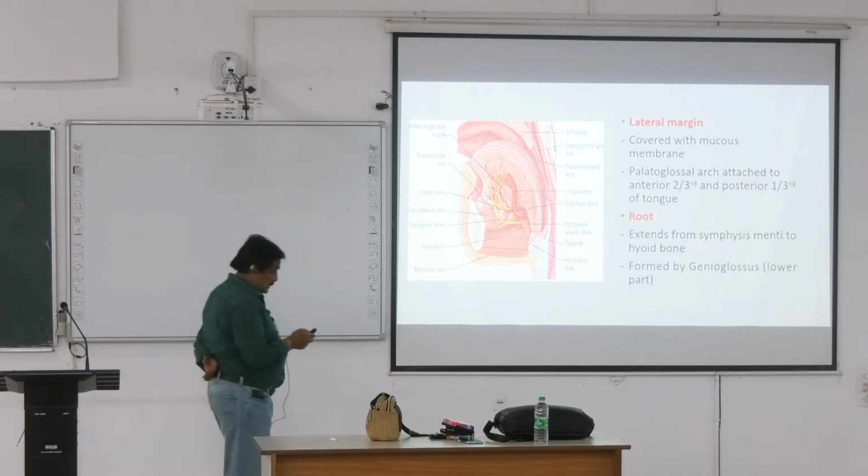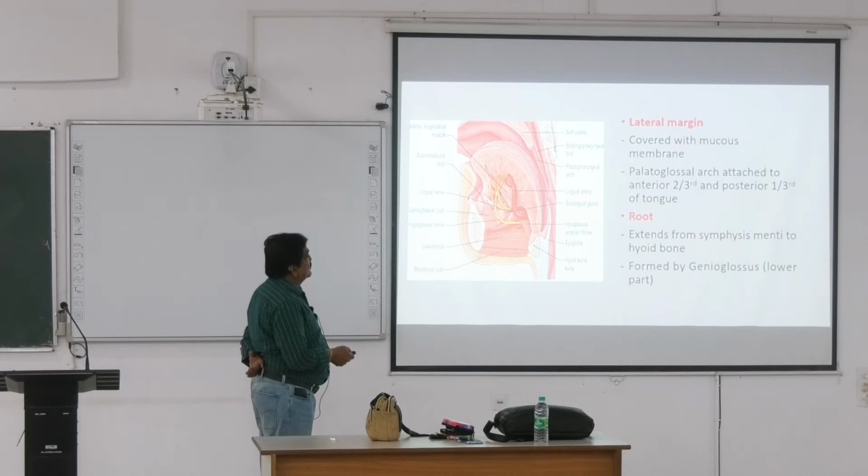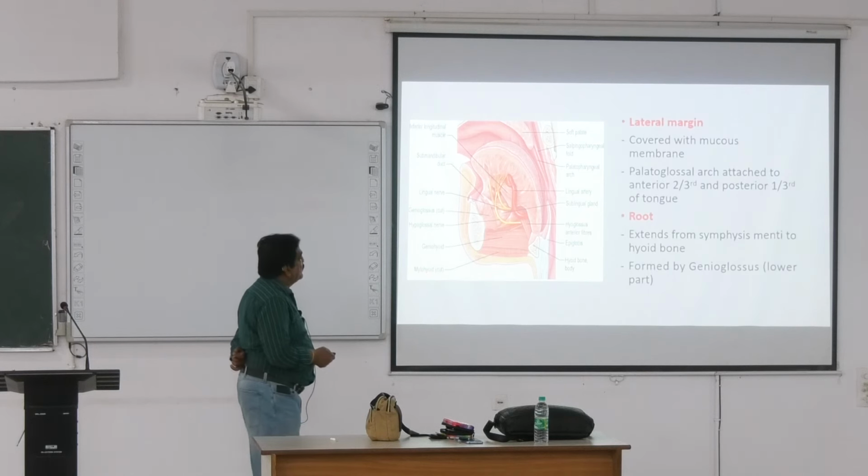Okay. Now the root extends from the symphysis menti to the hyoid bone. This is symphysis menti, then we go to the hyoid bone here, it extends up to that, formed by the genioglossus lower part. This is the geniohyoid and this is the genioglossus lower part, which gets attached to the hyoid bone. The root.